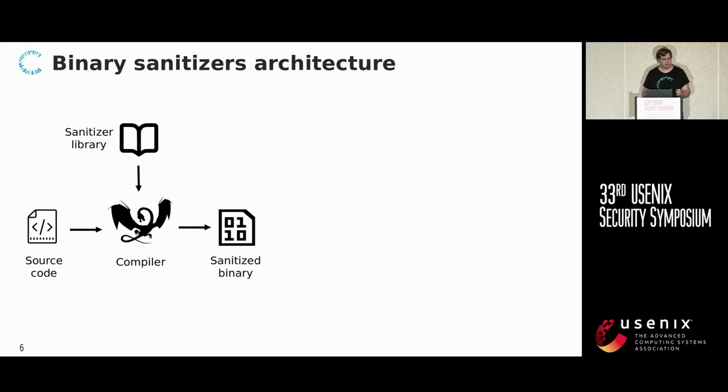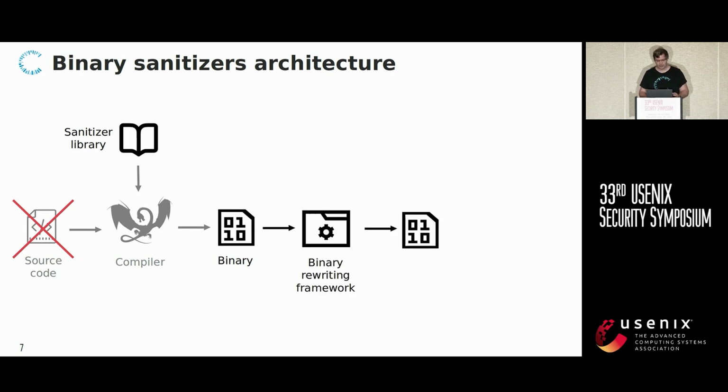architecture in general. So this is source-based architecture for source-based sanitizers. However, if you do not have the source code, obviously you can't use the compiler. So you're just left with a binary that is not sanitized yet and the sanitizer library. If you want to change the binary, you can use something like a binary rewriting framework, which allows you to add additional code or additional instrumentation to the binary.